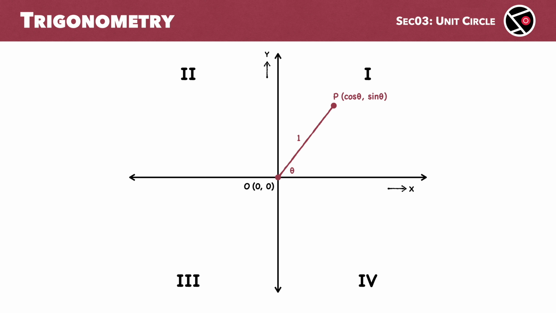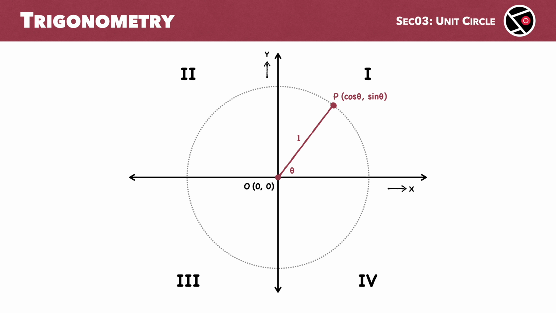As theta increases, the point P moves in the anti-clockwise direction, tracing a circle. The radius of the circle is OP, which equals 1 or unity. This is our unit circle. Alright, what next? How do we make sense of this unit circle?